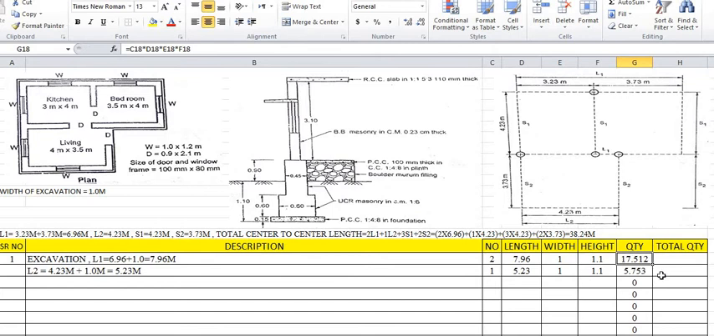So what is the value? That is 5.753. All these dimensions are in meter cube, because length is in meters, width is in meters and height is in meters. So the earthwork in excavation is to be calculated in meter cubes.